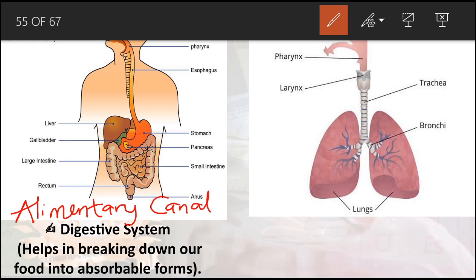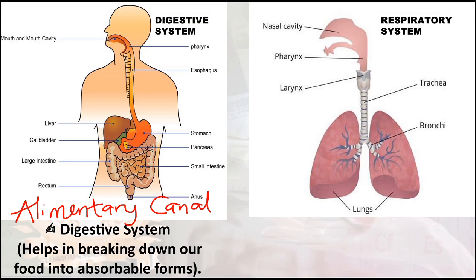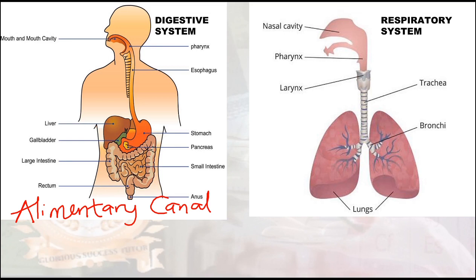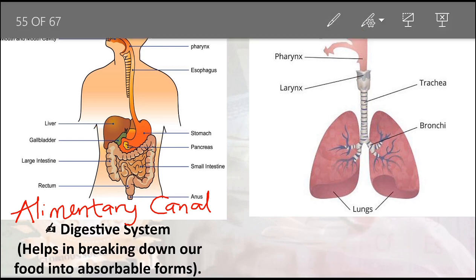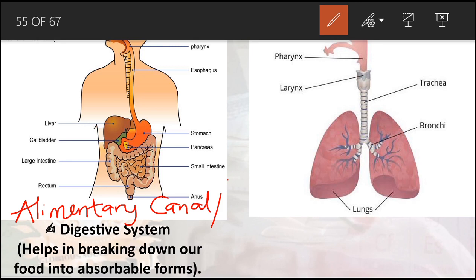This is a very good objective question. You can come across it in any of your examinations: the digestive system is made up of which of the following? So the first one is the alimentary canal. Another name we can call it is gut, G-U-T. Gut. You got it now?